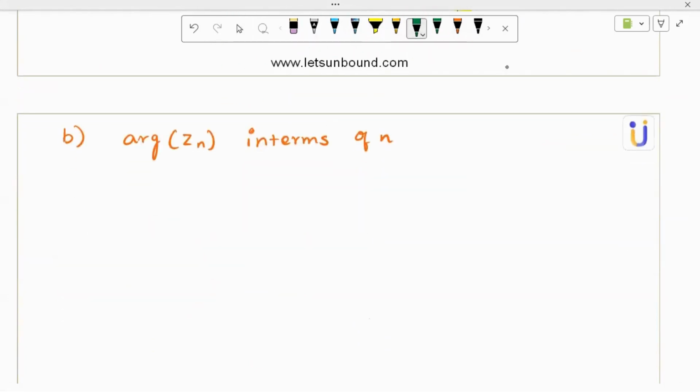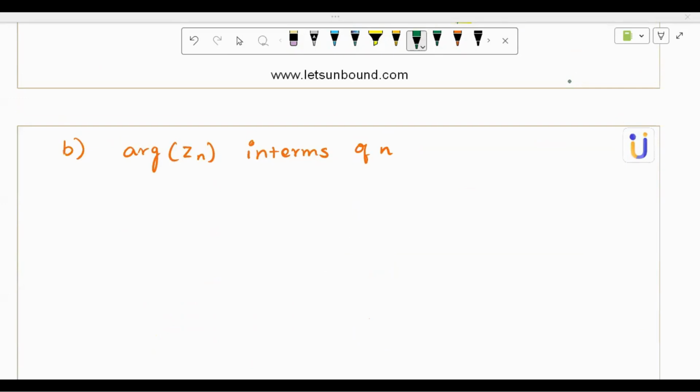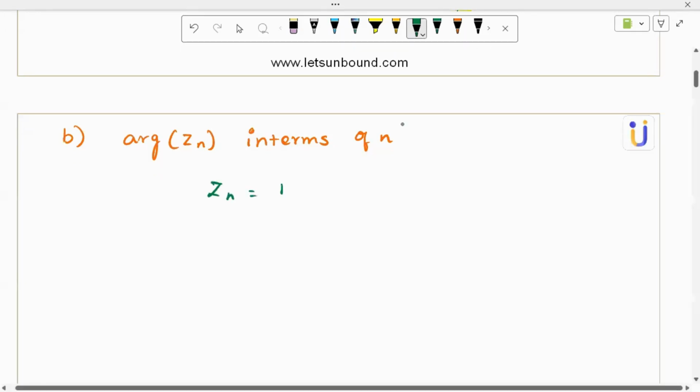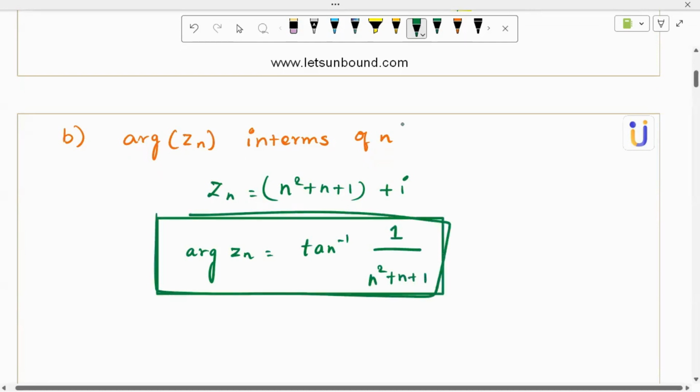Next, B part. Argument of Zn should be expressed in this particular form, that is in terms of n. So let's start with Zn. Zn is n square plus n plus 1 plus i. So what is argument of Zn? Tan inverse imaginary part over real part. Imaginary part is 1, not i, and real part n square plus n plus 1. This is argument of Zn.